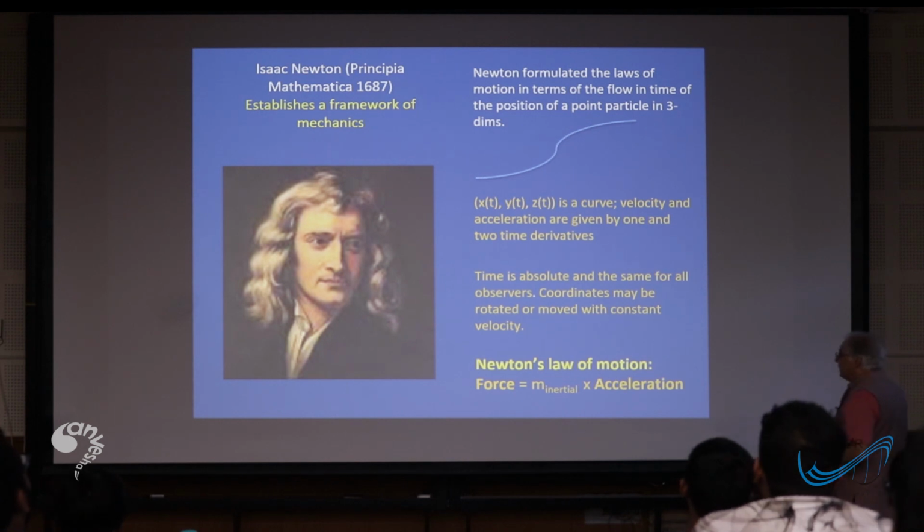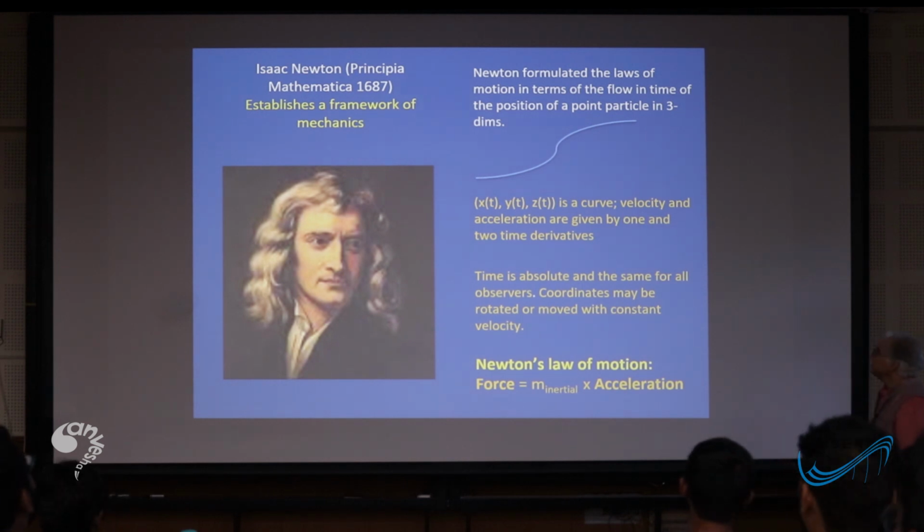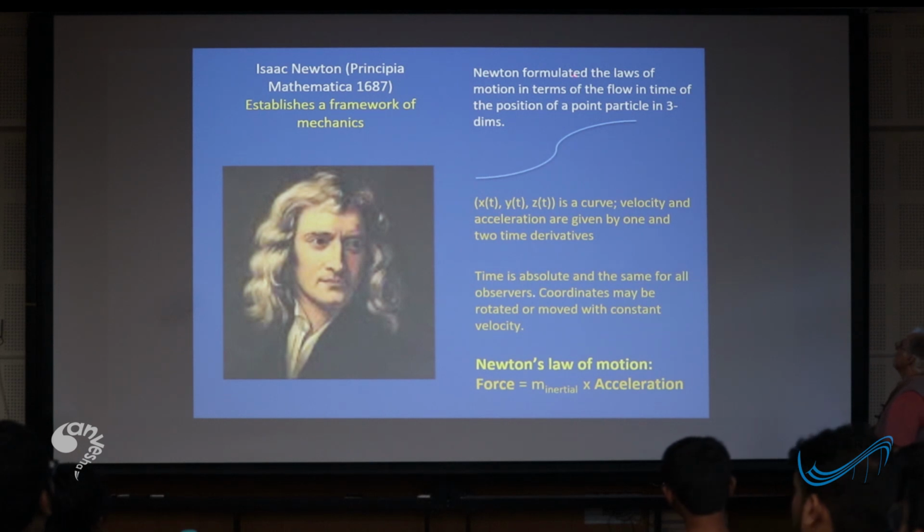The next player in our story is Isaac Newton, who establishes a framework for mechanics and the mathematical foundation of physics in some sense. Newton formulated the laws of motion in terms of the flow in time of the position of a point particle in three dimensions. We all know that, right? But at that time, it was a very big step to be able to describe motion in terms of three numbers, which are a function of time.